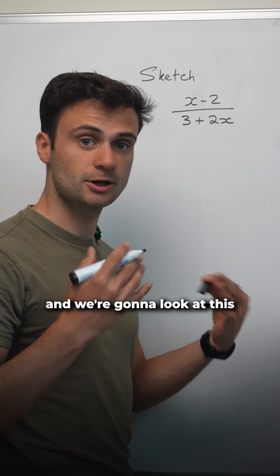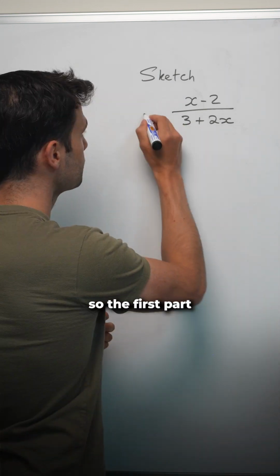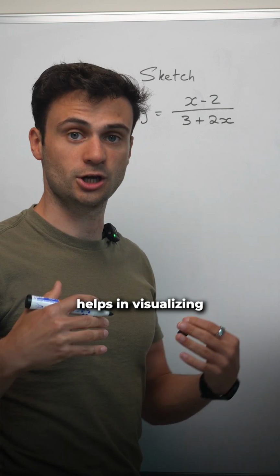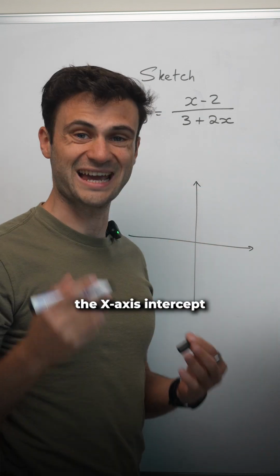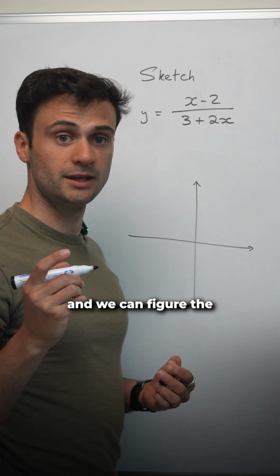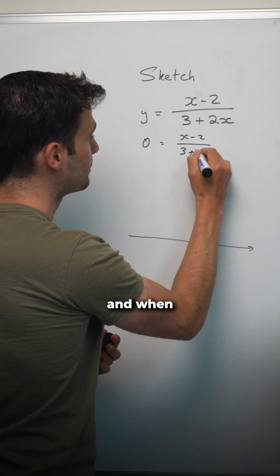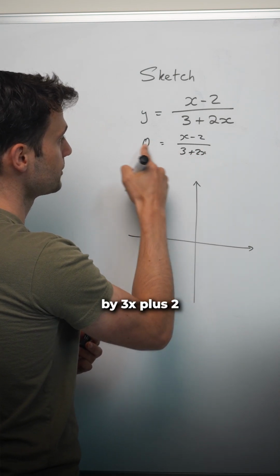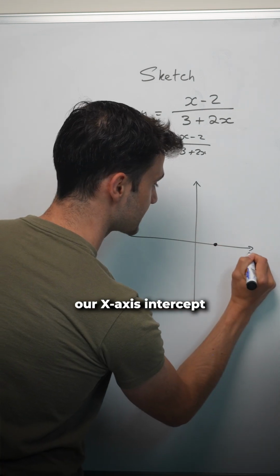fractions look like. And we're going to look at this from first principles, so just thinking it through logically, step by step. So the first part that helps in visualizing your graph is figuring out what the key points are. So what is the x-axis intercept and the y-axis intercept? We can figure the x-axis intercept out by setting y equal to 0. And when we multiply both sides by 3x plus 2 here, we just find that x minus 2 equals 0, so x would equal 2. And that is our x-axis intercept.